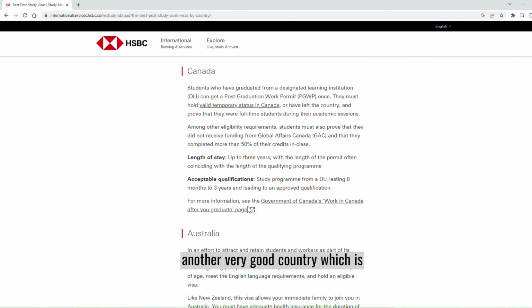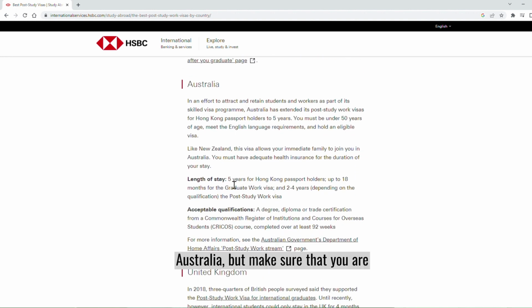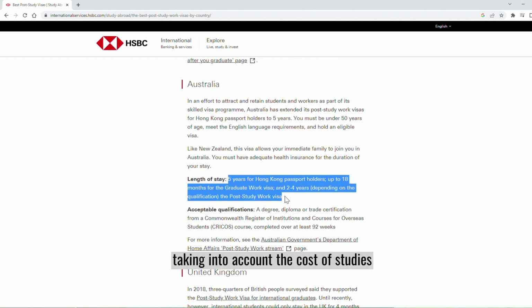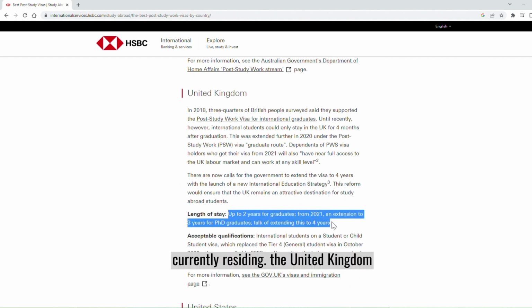Canada is another very good country which is welcoming to international students and international immigrants. So do have a look at Canada. Another country is Australia, but make sure that you are taking into account the cost of studies in Australia, because Australia is known as one of the most expensive countries to study abroad. Next one is United Kingdom, where I am currently residing. United Kingdom has also started their post-study work visa, but it is very expensive to study in the United Kingdom, so make sure you are taking that into account.